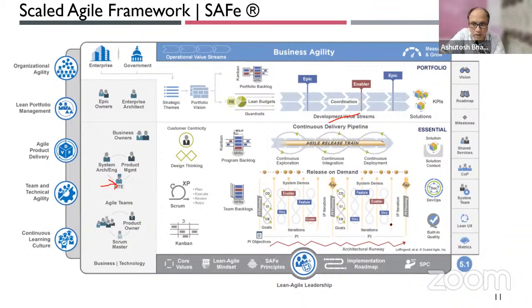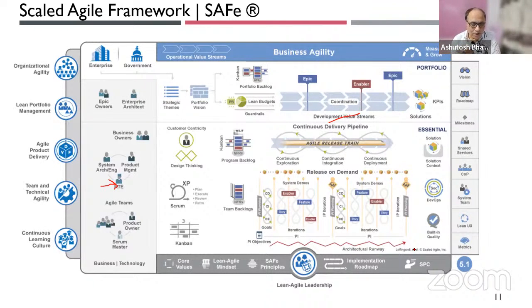And one more important thing is that Product Owner is a role in SAFe which is more at a team level. At a program level, we have what is called Product Management. So Product Management as a role is at a program level. And then we have system architect and system engineers.